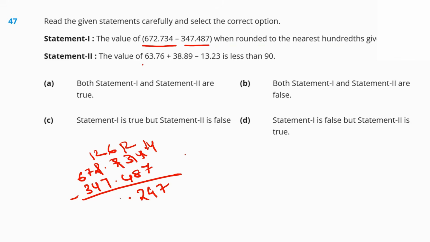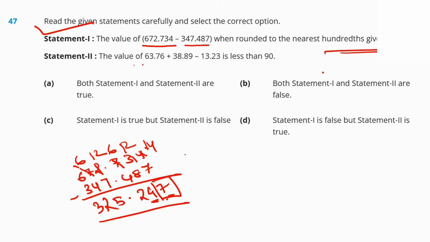2 becomes 12 again, 5. 7 becomes again 6. That's 6 minus 4, 2. 6 minus 3 is 3. 325.247. When you round it off to nearest hundredths, does it give you 325.25? Yes, because it's 7 in the thousandths place. So the first statement is true.